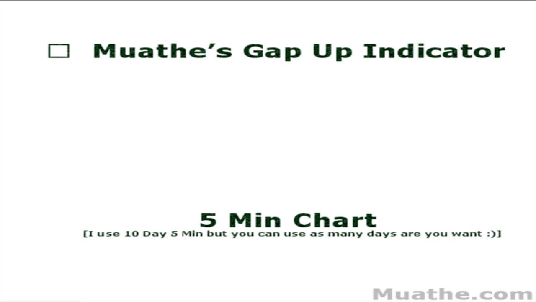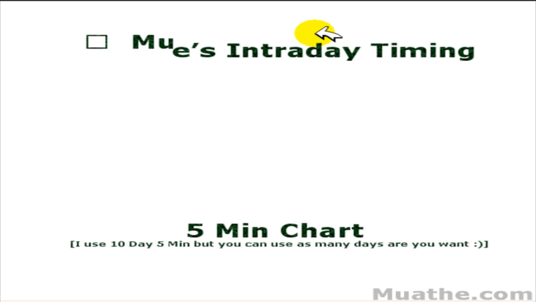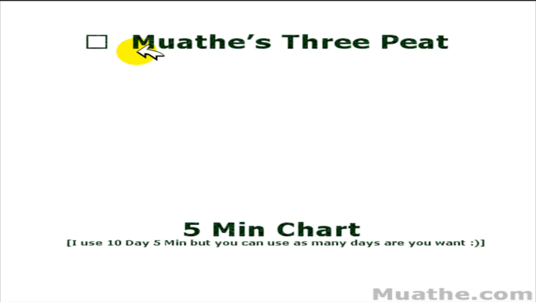So we are going to combine 3 things. The first one we're going to combine is the gap up indicator. The next one we're also going to be talking about in these chart examples is the intraday timing. And then lastly, we're also going to be combining the 3-peat. So get strapped. Let's do this.